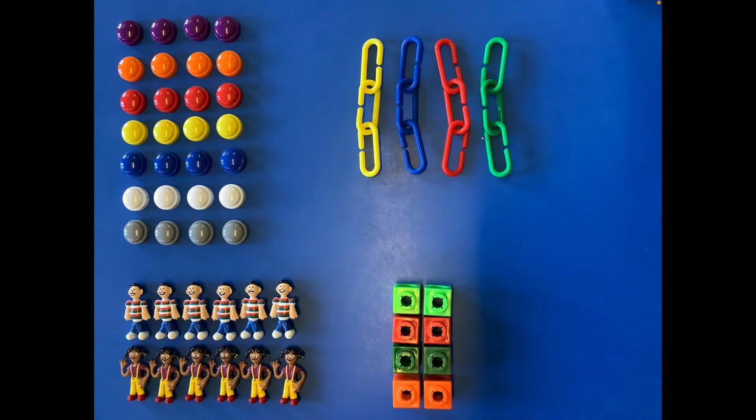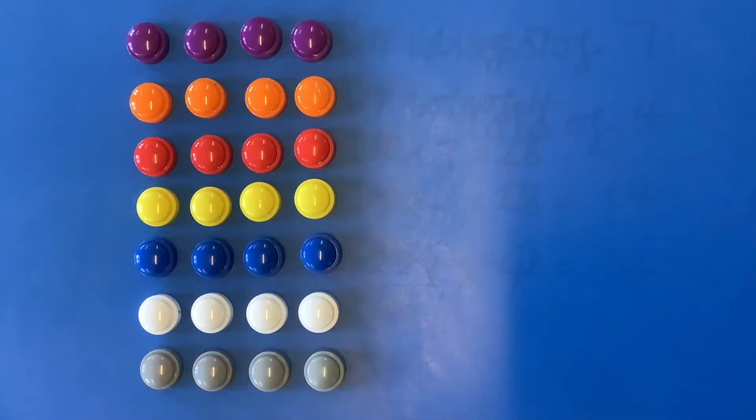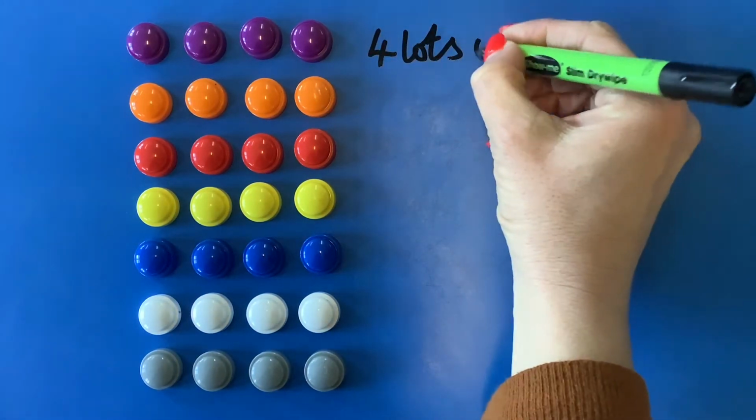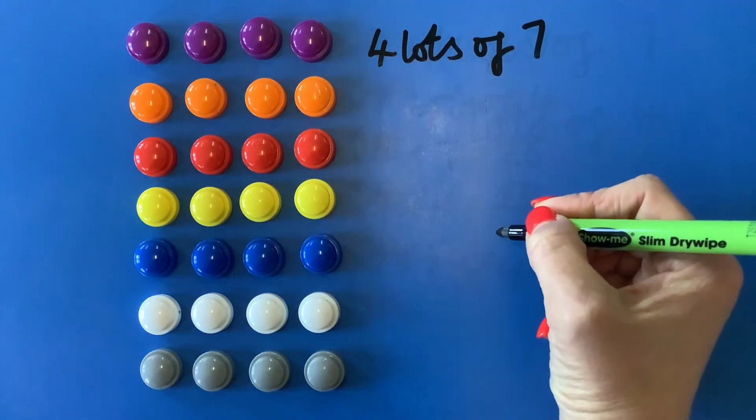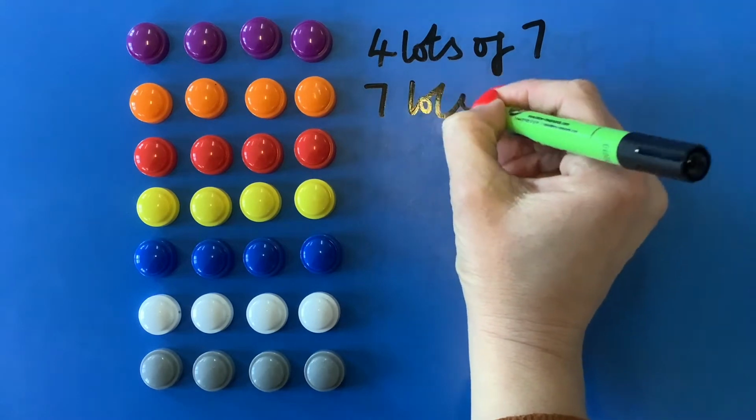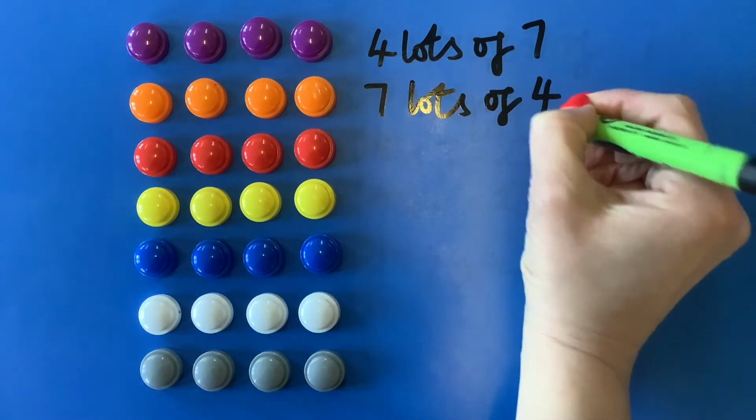Okay, so let's have a go at representing our times tables using stuff. Things that you can find around your house. I've just found some things in school to represent what a times table could look like. Okay, so here I have 4 lots of 7. Or you could say I have 7 lots of 4.